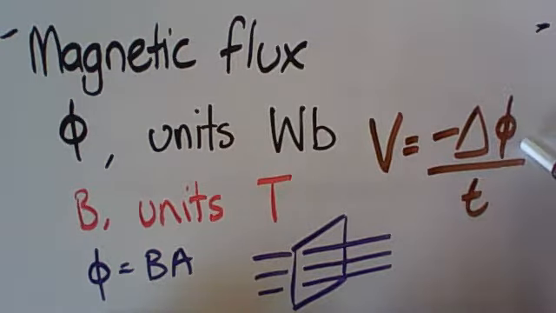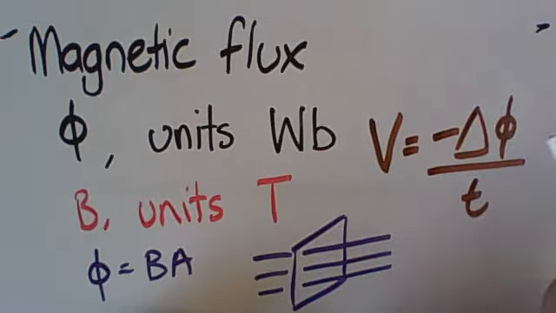So obviously, if we had a very, very strong magnetic field, because the flux depends on the strength of the magnetic field, we would get a big voltage. If we changed it quickly, we would get a different voltage, depending on how fast it's changing. If it changes quickly, it'll be a larger voltage compared to if it changes slowly.